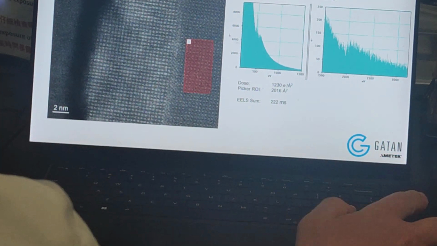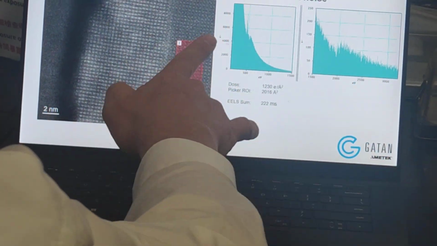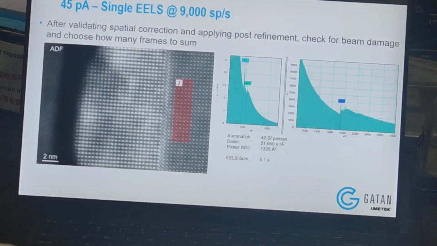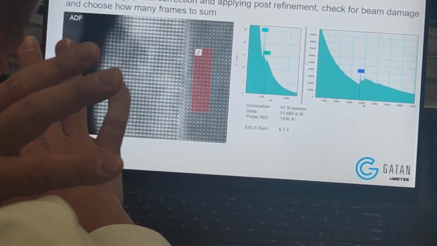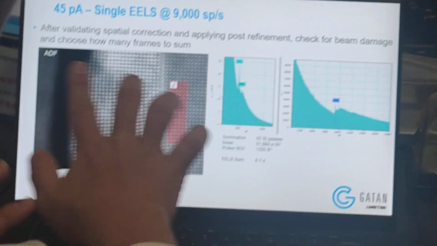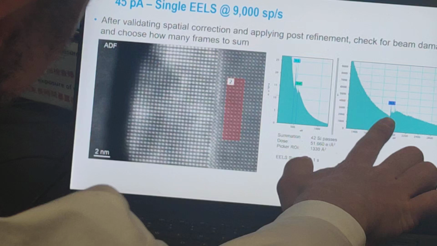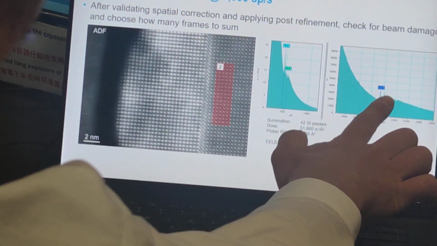I can see all the ionization edges, like strontium, titanium, oxygen. Then that's spatial and time. So that's the time series now summed, and now you can see the L edges in the strontium.